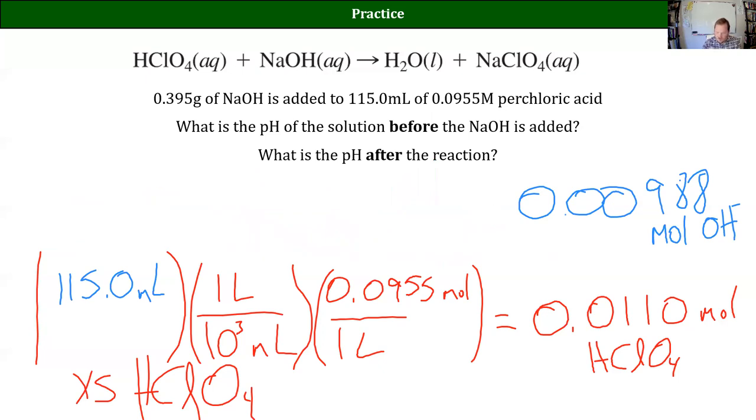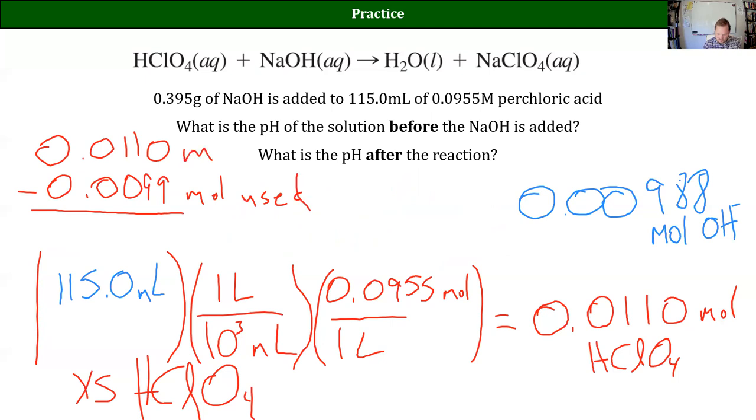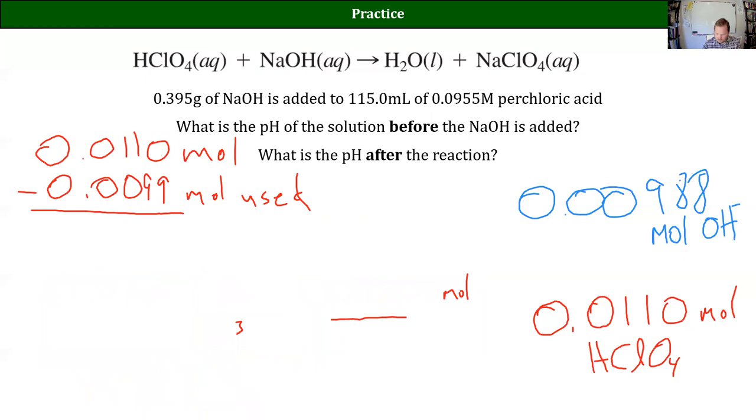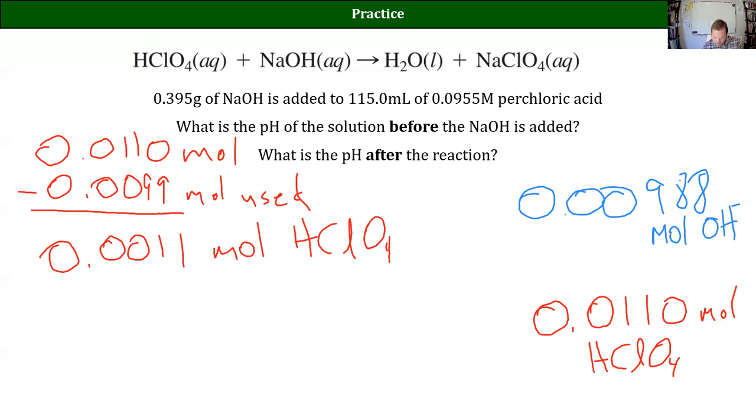we just have to do our subtraction to figure out how much. If we have 0.0110 minus 0.0099, just rounding it because of sig figs, that's moles used. That's moles to start with. Our moles of perchloric acid left are going to be 0.0011 moles of HClO4 left.